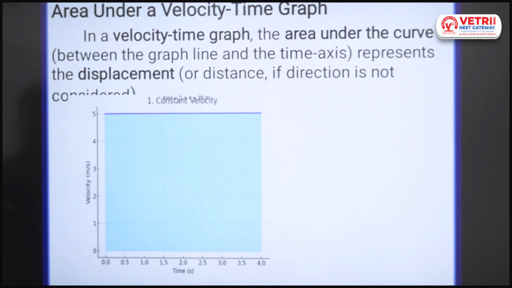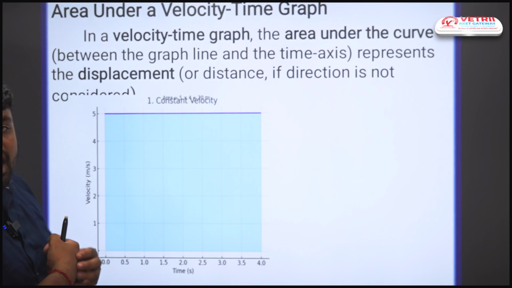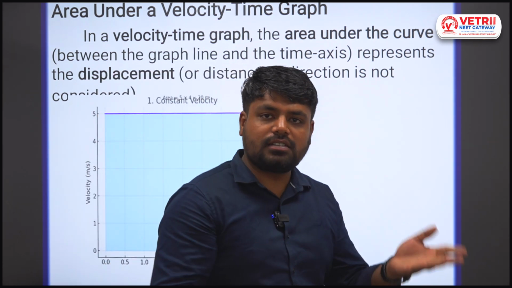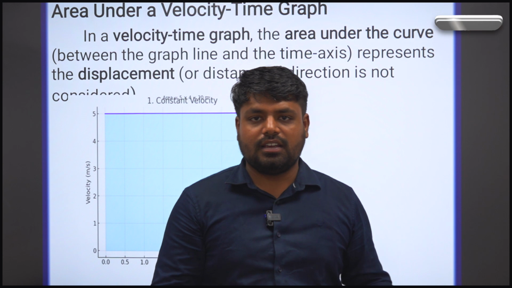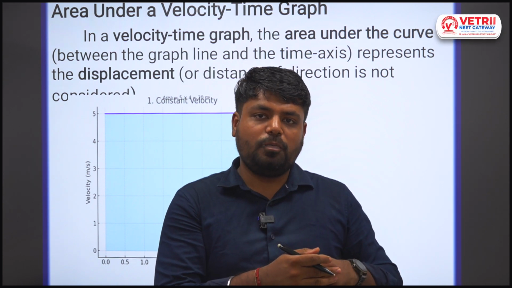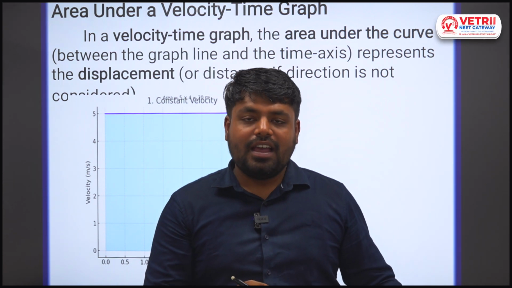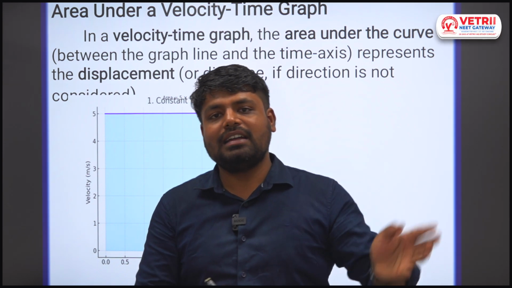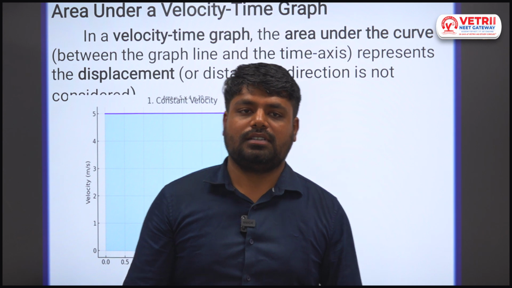Okay. Here we are going to see the area under the VT graph. I have told you that in a distance-time graph, if you take the slope, it gives you the velocity. In a VT graph, if you take the slope, it gives you the acceleration. In a VT graph, if you take the area, it gives you the distance or displacement.